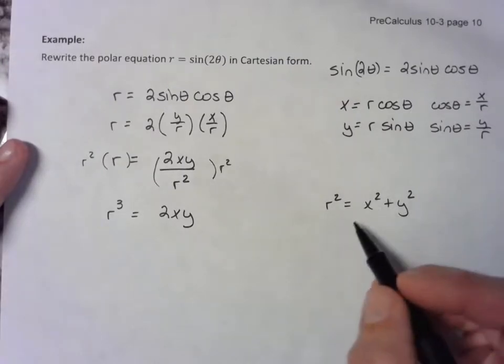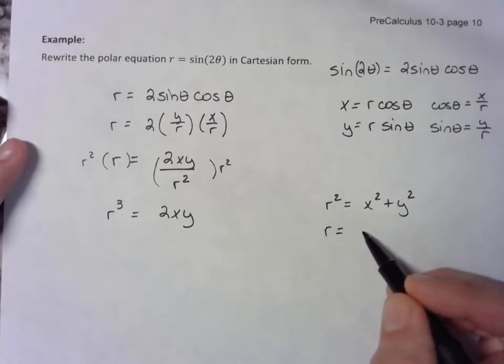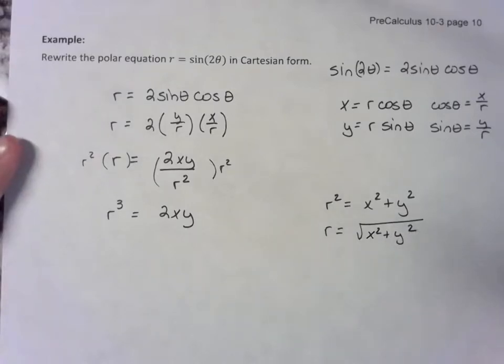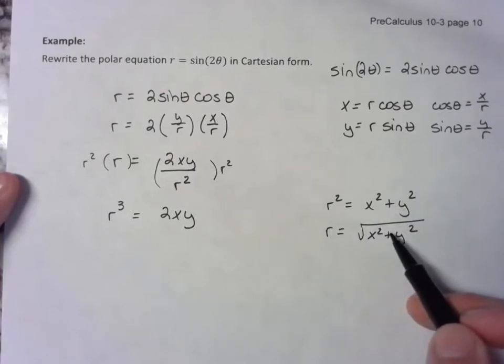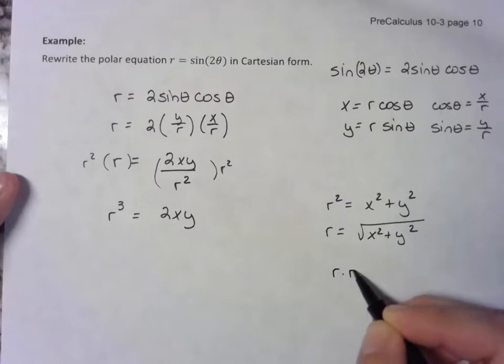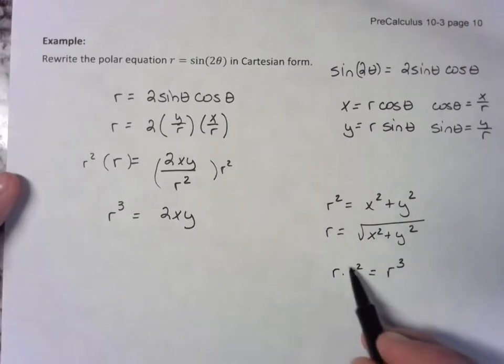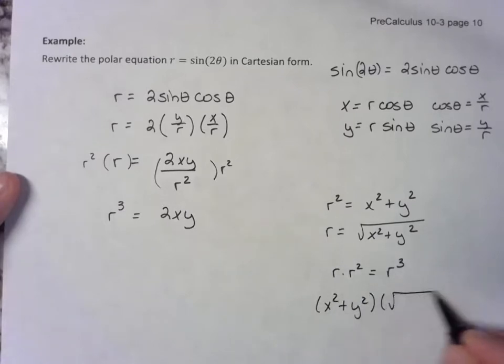So do we also know that if we take the square root of both sides, we find out that r is equal to the square root of x squared plus y squared? Does that make sense? If you take the square root of both sides, we get this, right? Well, isn't r times r squared equal to r cubed? So can I replace the r and the r squared with x squared plus y squared times the square root of x squared plus y squared? Correct?